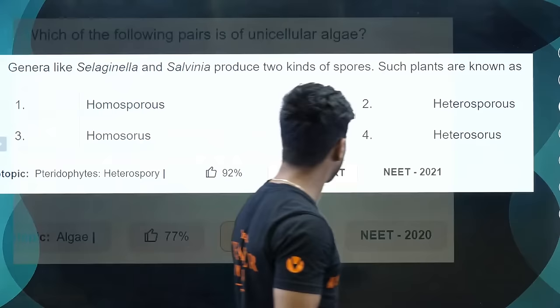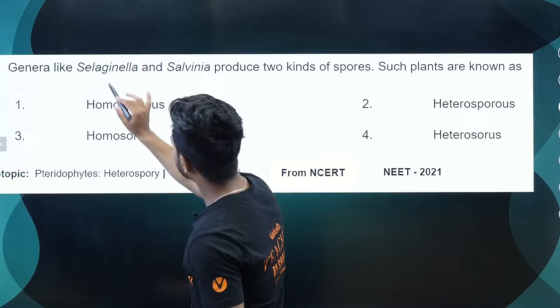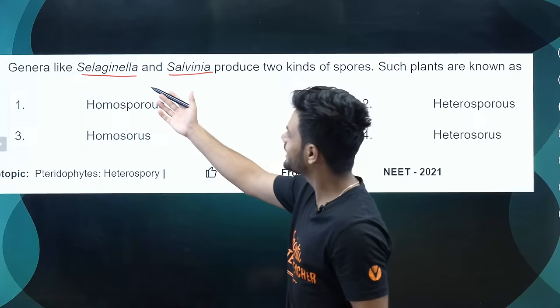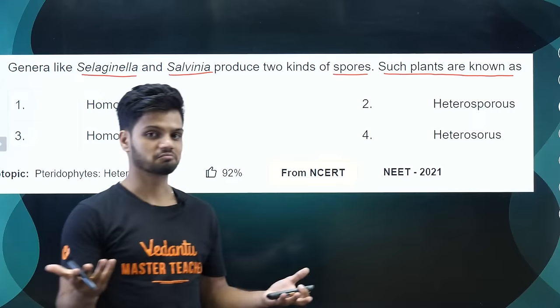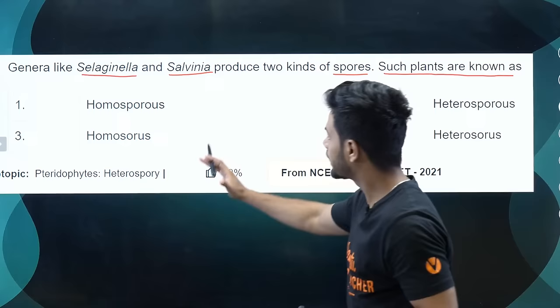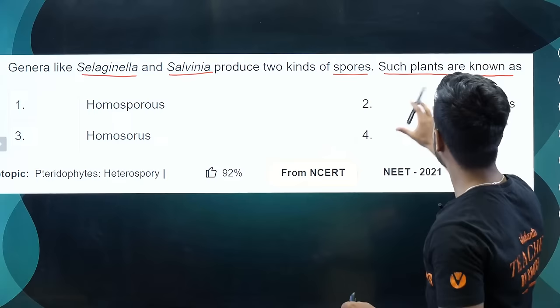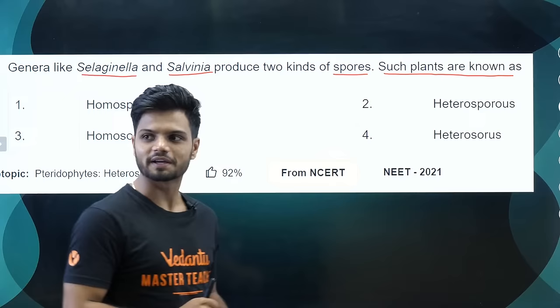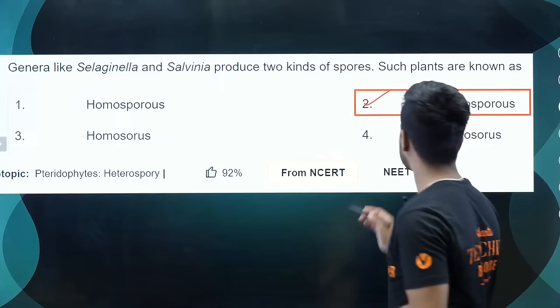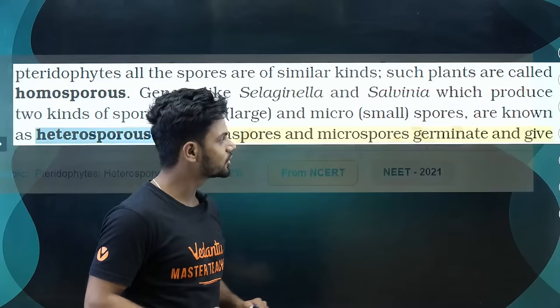Tell me in the chat, colonial algae. Genera like Selaginella and Salvinia produce two kinds of spores. Salvinia sounds like your car name, no? Such plants, which are able to produce two types of spores, are called heterosporous. Homosporous, heterosporous, heterosaurus or homosaurus? Exactly, all of you are smart, no? It is your heterosporous, not heterosaurus. Heterosaurus sounds like a dinosaur name. So the answer should be heterosporous.